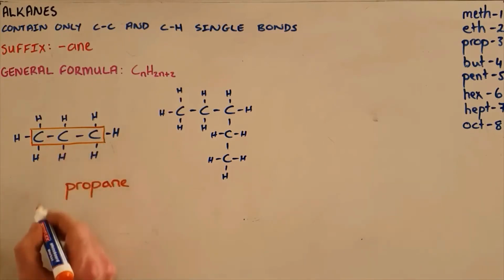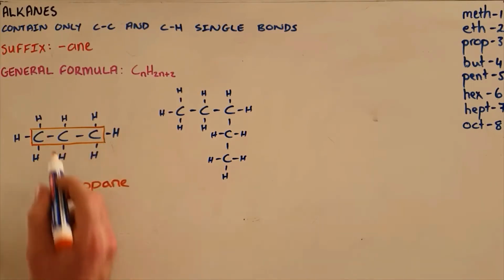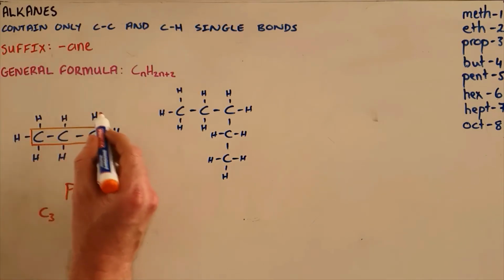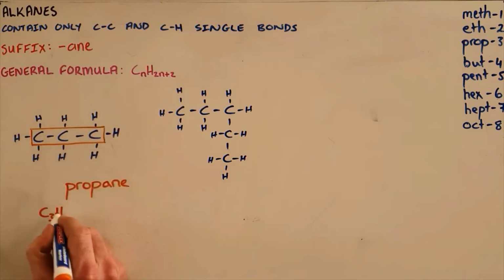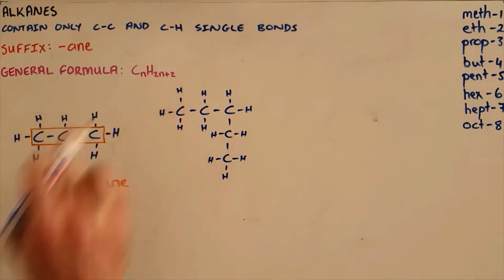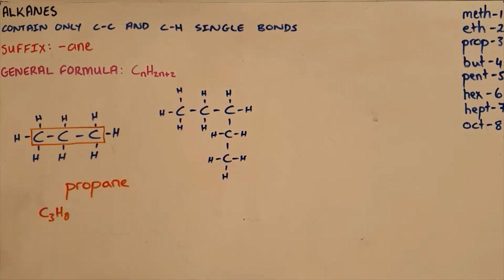We can see here that this compound contains 3 carbons and 1, 2, 3, 4, 5, 6, 7, 8 hydrogens, and therefore abides by the formula CnH2n+2.